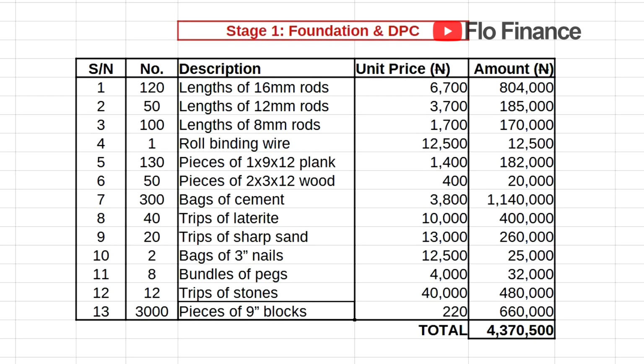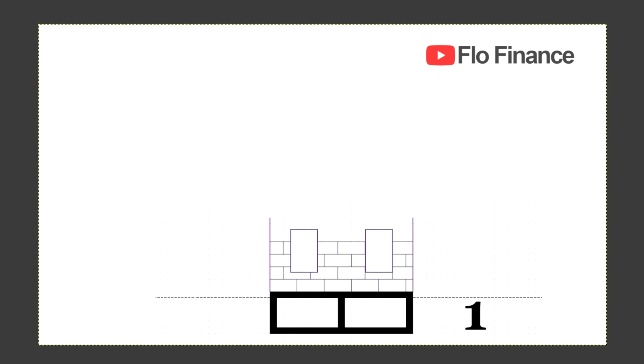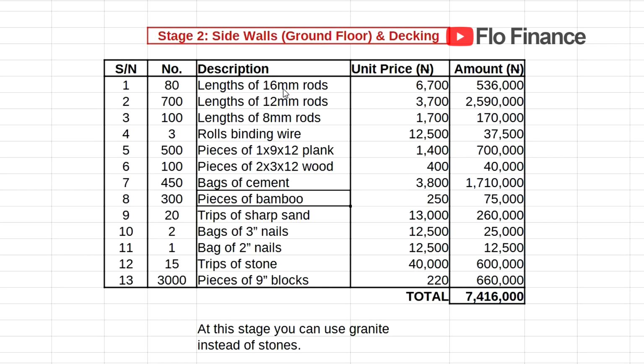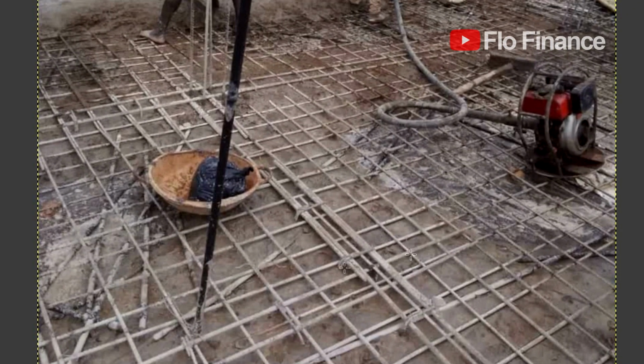And then we move on to the next stage, stage 2, which is the side walls and the decking. Again, we have 16 rods because the rods you put on the ground floor will continue till the end of the building. And you have 12 rods. You can see here that 12 rods are like 700 pieces. Rods takes the biggest amount at this stage because I tell you, the decking level, they do the rods like a basket. Let me show you. You see how they wove the thing here?